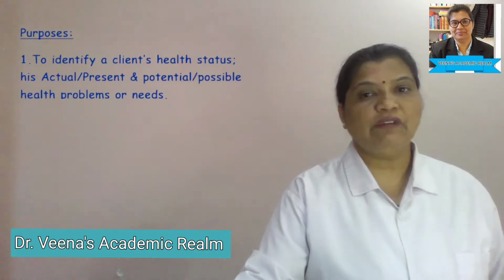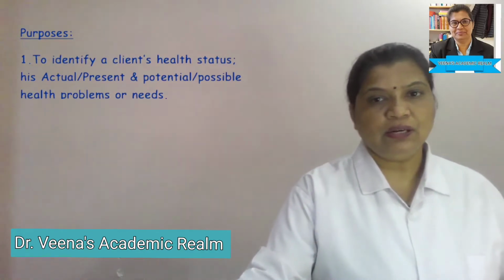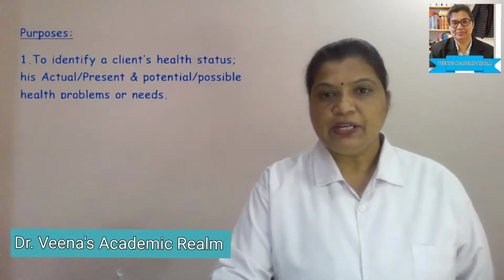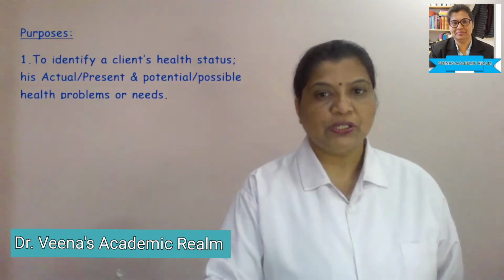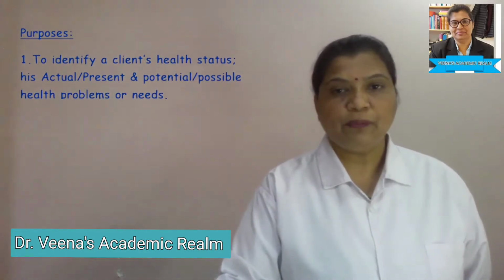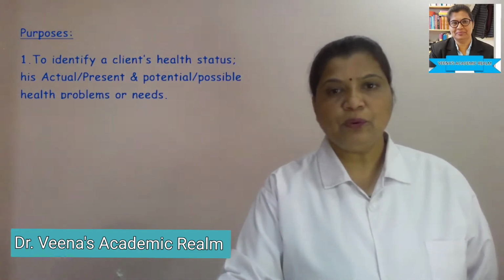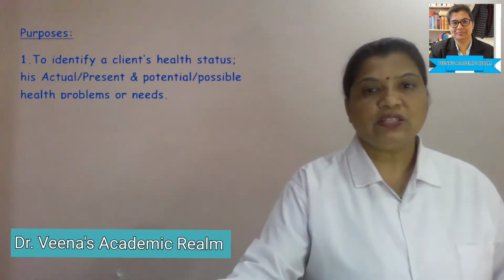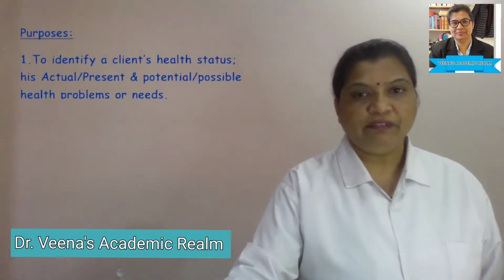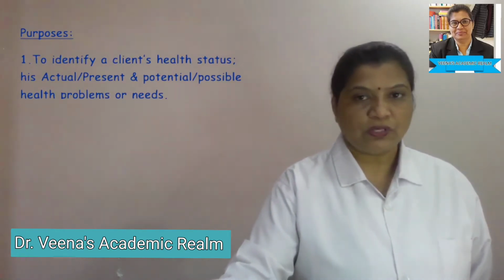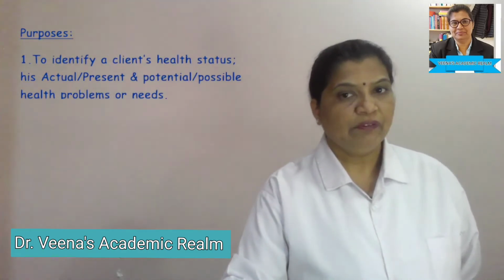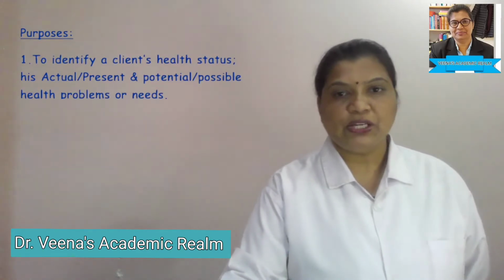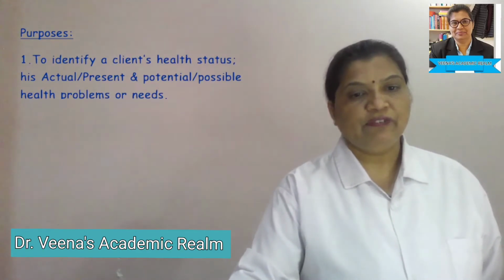For example, the patient is having fever. If you check the temperature and the patient is having fever, you identify that the patient is having fever. So it is the actual or present problem of the patient. Next, you identify the potential or possible problem, like the patient has some risk of developing infection or the patient is at risk of falling down. So we need to identify the possible problems or possible risk factors. So we need to identify the actual or present problem, or the potential or possible problem. That is the first purpose.